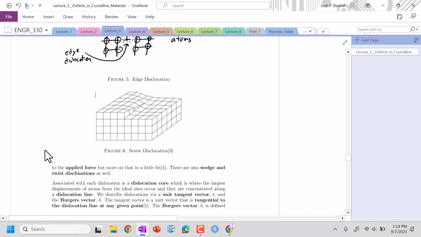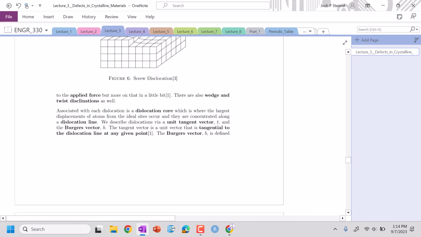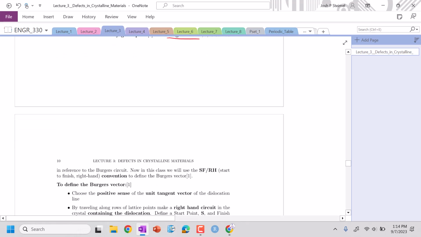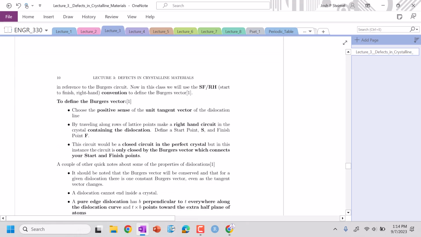But anyways, when we're trying to categorize what type of defect we have, we are going to develop a framework called a Burgers circuit, or basically a dislocation circuit. Each dislocation will be described by a Burgers vector and a unit tangent vector that's tangent to that dislocation line, because again, it's a 1D defect. The relationship between the Burgers vector and the tangent vector will tell us a lot about what type of defect we have.